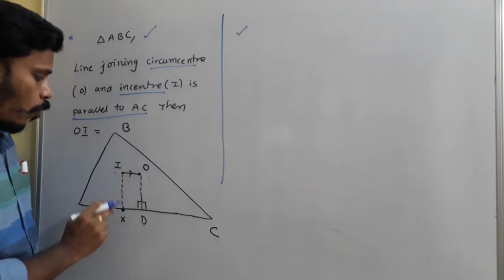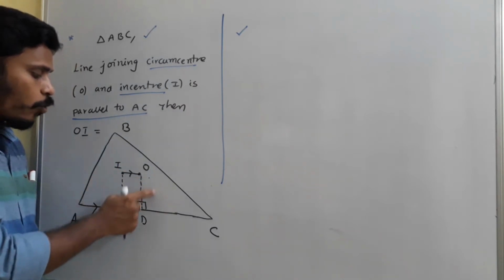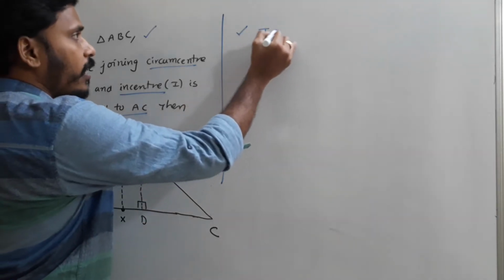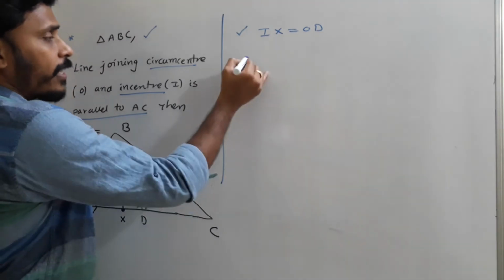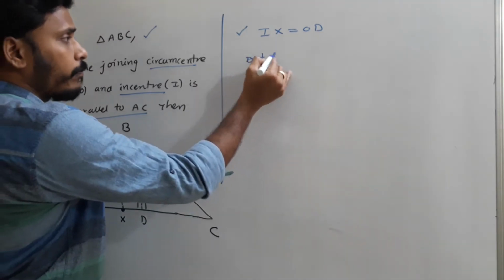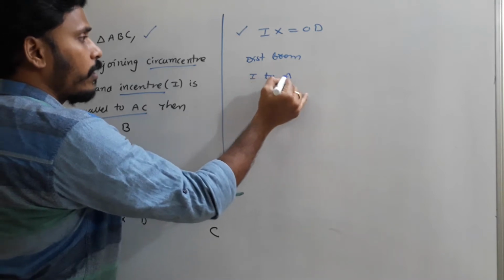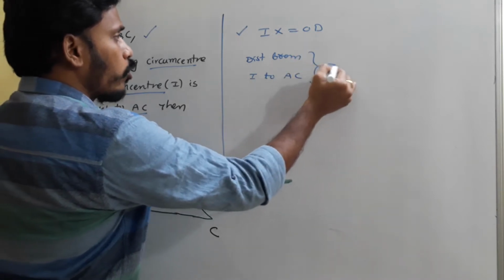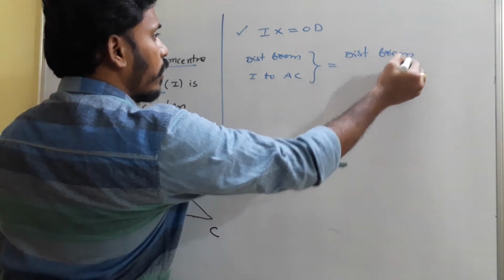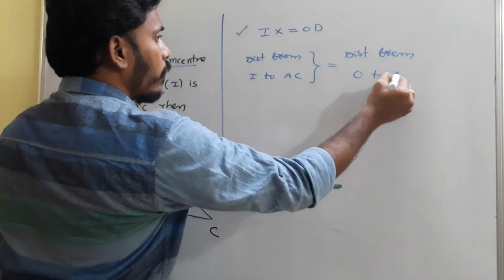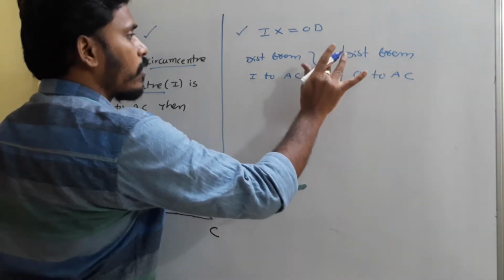Here, since OI is parallel to AC, these two lengths IX and OD are equal. IX is equal to OD. IX means the distance from the incenter to AC, which is equal to OD, the distance from the circumcenter O to AC. Here O is the circumcenter, and that's why these two distances are equal.